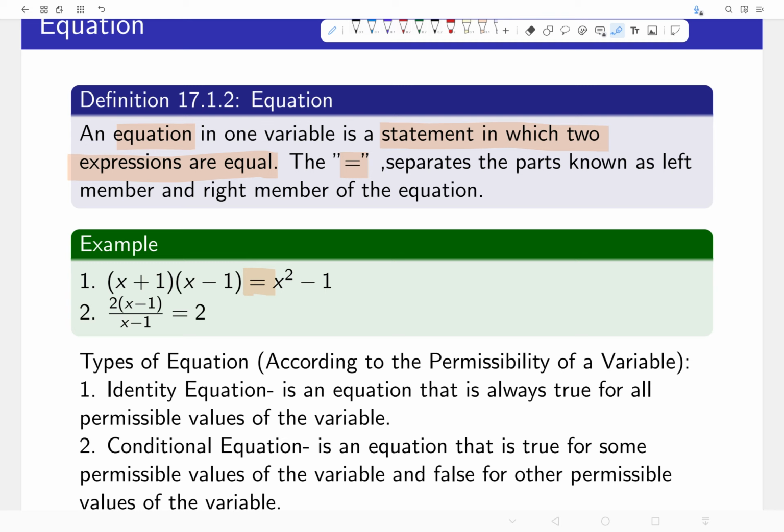Number 2, we have the quantity of 2 times the quantity of x minus 1 divided by x minus 1 is equal to 2. This is another example of an equation.